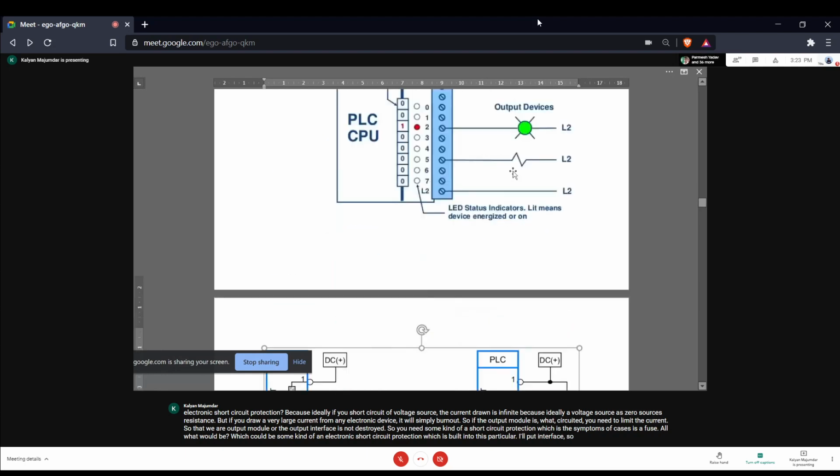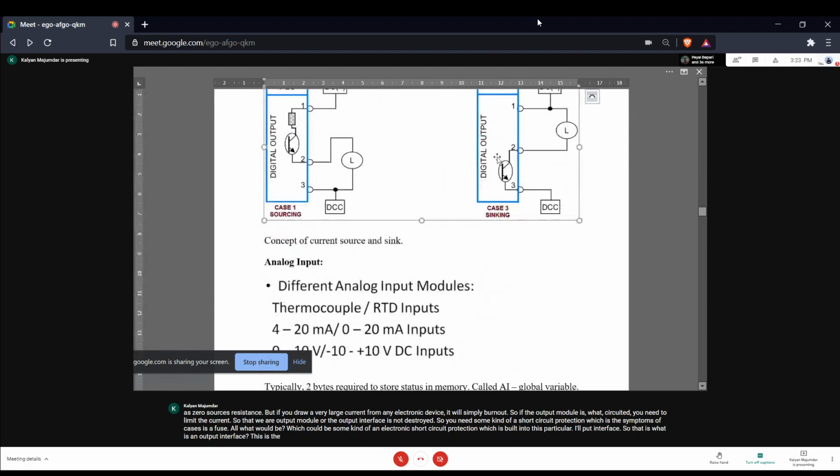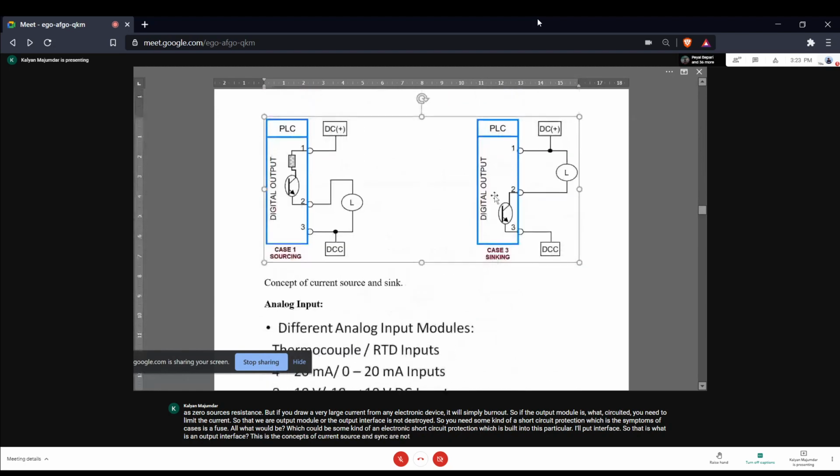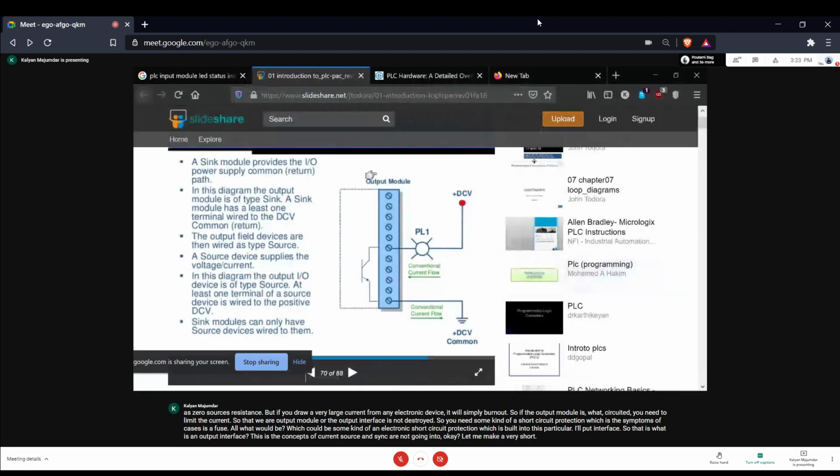So that is what an output interface is. This is the concept of current source and sink. I'm not going into it. Okay, let me make a very short one. Look at this device.